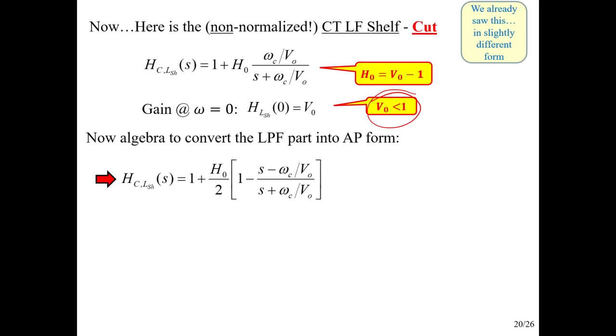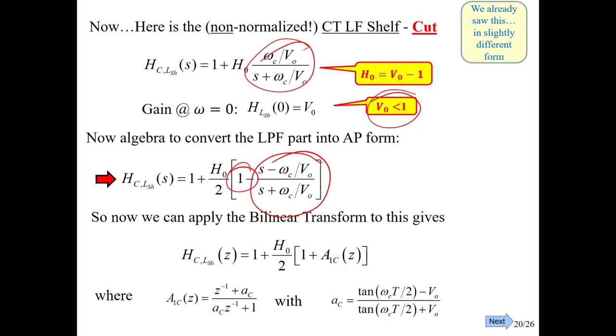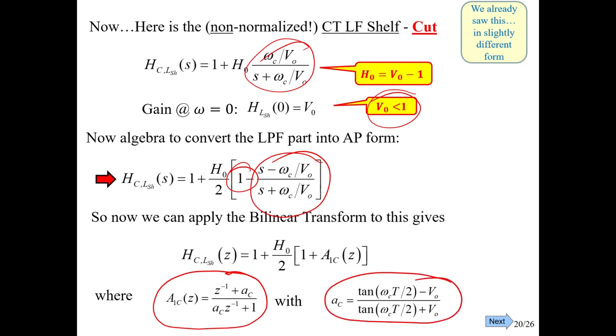now we do a little bit of algebra, and that converts us into this form. So again, we have a low pass filter here. We've converted it into using an all pass filter together with the one to make the low pass filter. And now we apply the bilinear transform and we get something that looks like this. So the form of this is exactly the same. It's just how we compute that is a little bit different for cut versus for boost. And now let's just compare them. We just see that the form is the same.